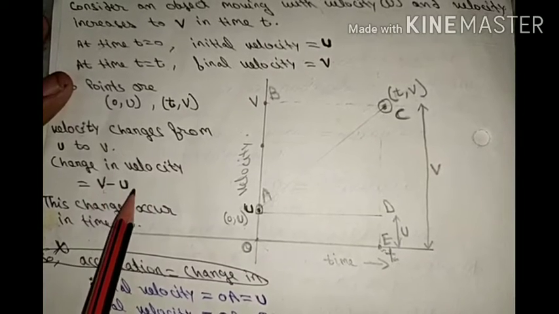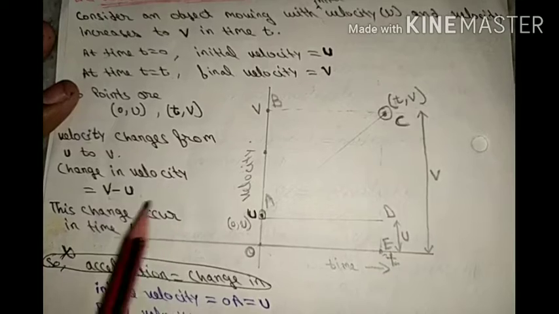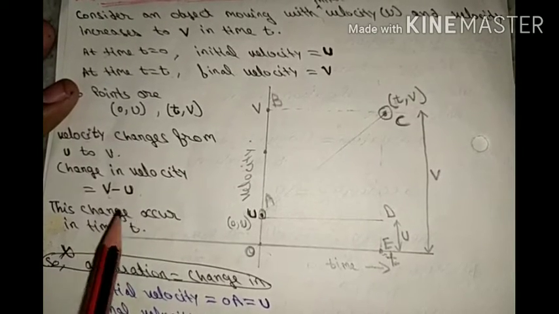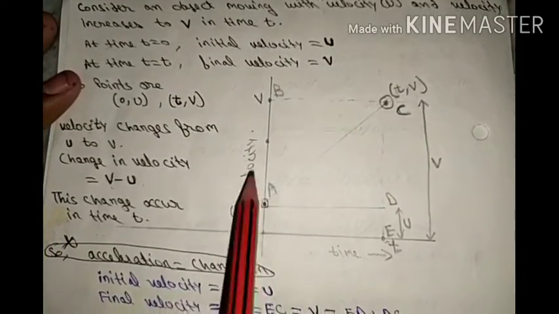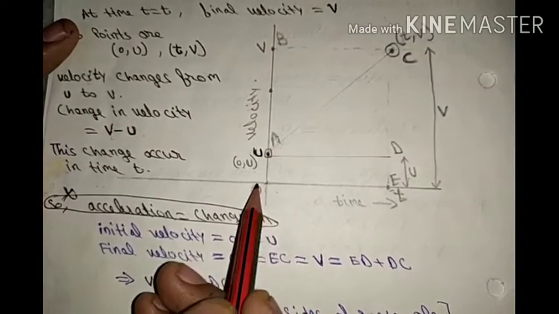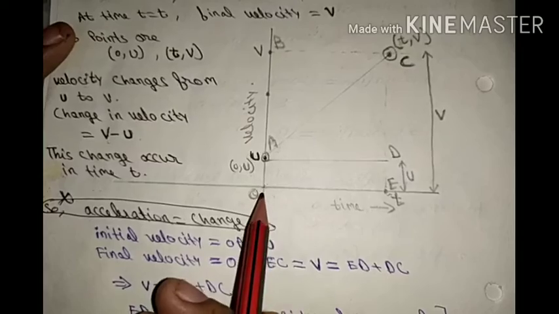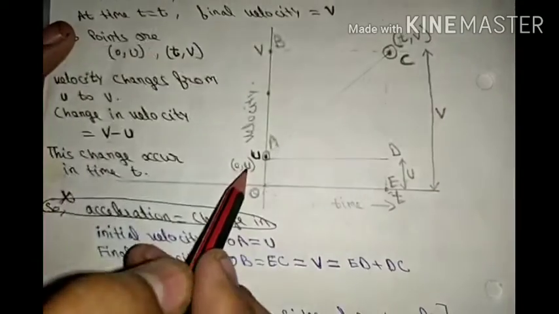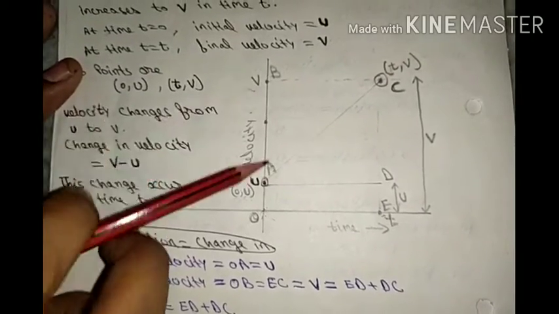So what is the change in velocity? That is v minus u, final velocity minus initial velocity. And this change occurs in time t. Now see this graph and we will understand this concept from the graph. Initial velocity is u, so OA represents the initial velocity, and OB represents the final velocity. You can see clearly.